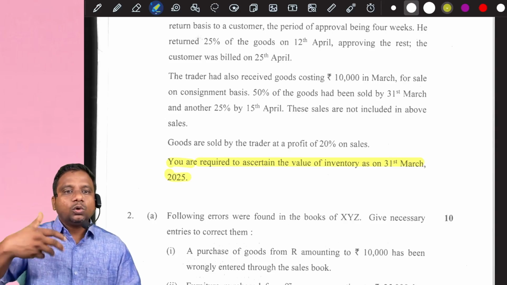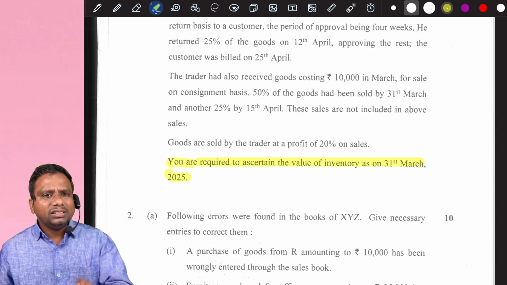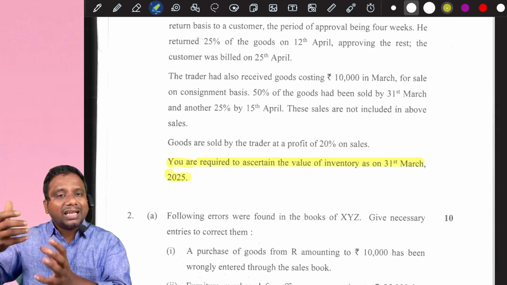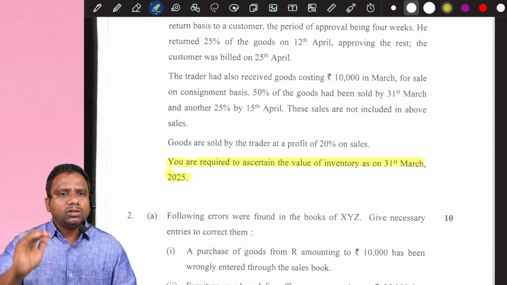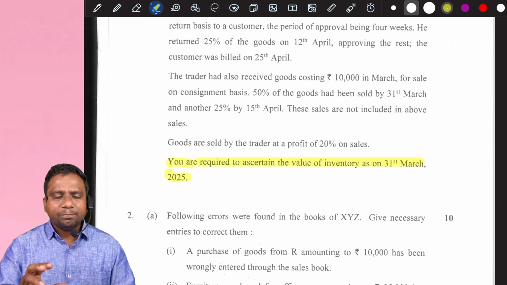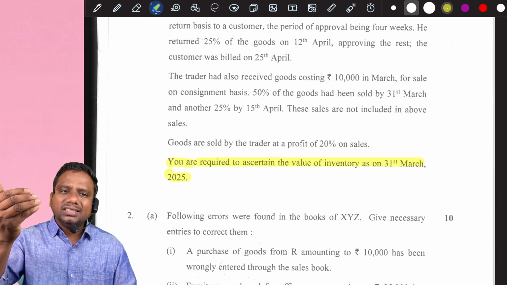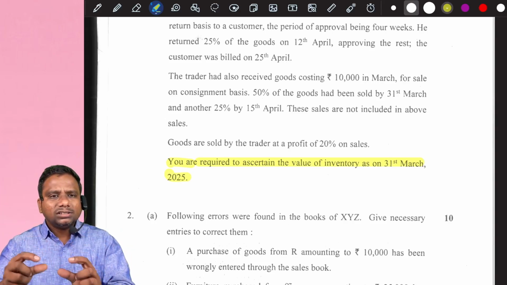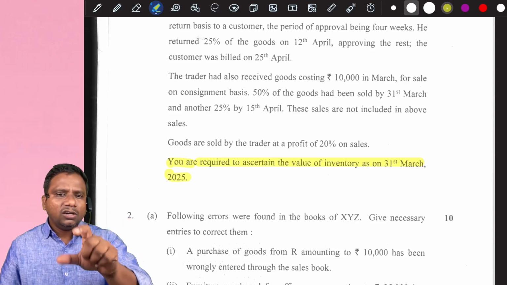What does this statement disclose? Suppose you are preparing a BRS, what heading do we write? Bank reconciliation statement of so and so business as on so and so date. Or you can simply write the business name first, and below that write the BRS statement name. If you are preparing a trial balance, first write the business name, and below that write trial balance as on so and so date.